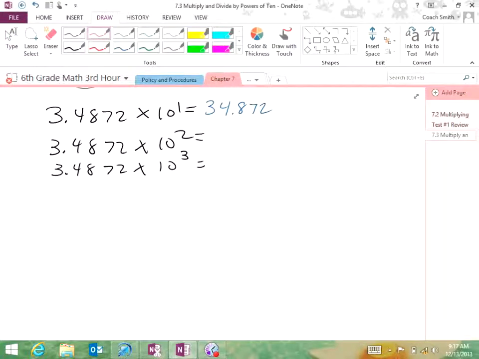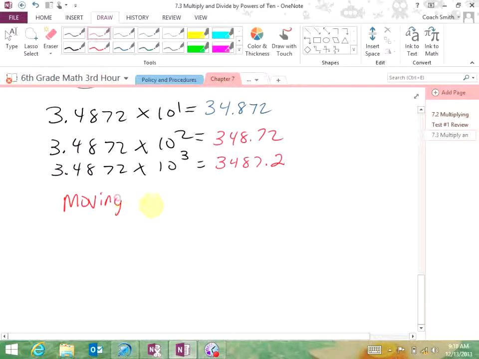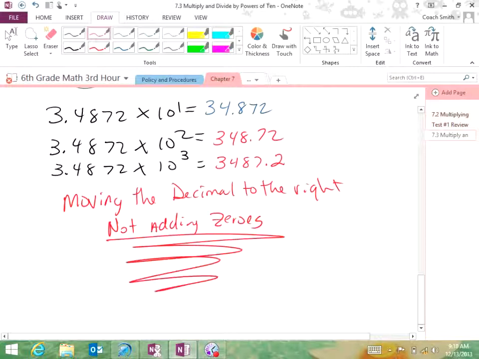So, the second one, Owen, what did you get for the second one? 348.72, and then Emma, what did you get for the last one? 3,487.2. So those are your 3 answers, okay? We'll write it again for Celine, moving the decimal to the right, not adding zeros. Okay?